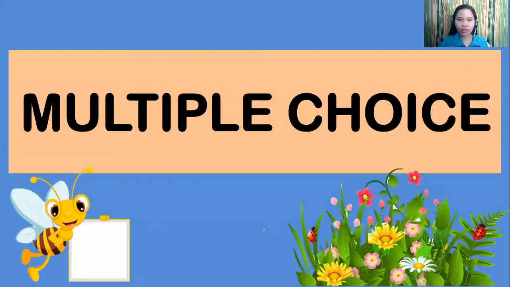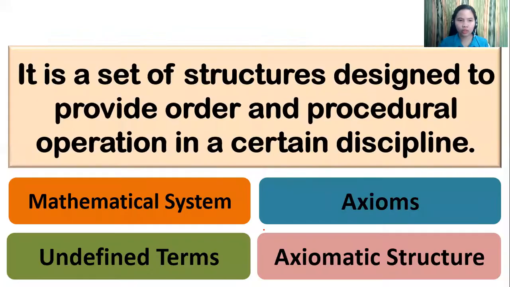Let's have the first part, which is the multiple choice. And here is the first question. It is a set of structures designed to provide order and procedural operation in a certain discipline. So we have four options here: mathematical system, undefined terms, axioms, and axiomatic structure.